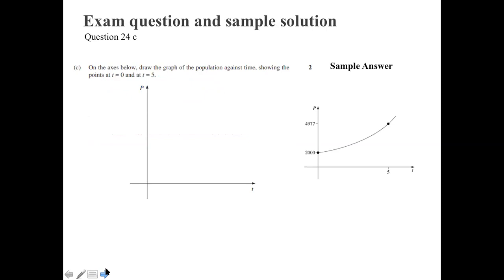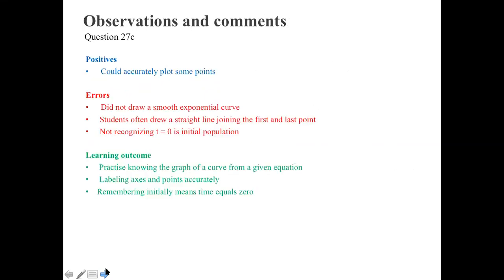In part C, they then had a set of axes that were labelled with time and population, but there was no scale on it. So the kids had to draw the graph of that equation. The positive was that they did plot some of the points correctly, but what we didn't often see was a very smooth exponential curve. We often saw students plot the first point and the last point, then just draw a straight line joining them. So that was really disappointing.